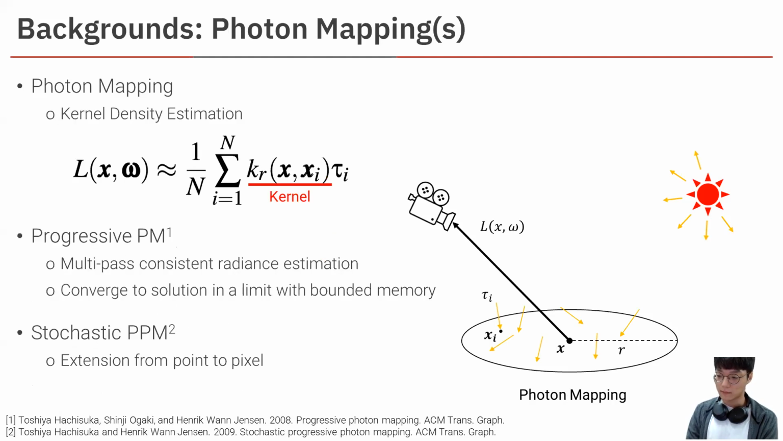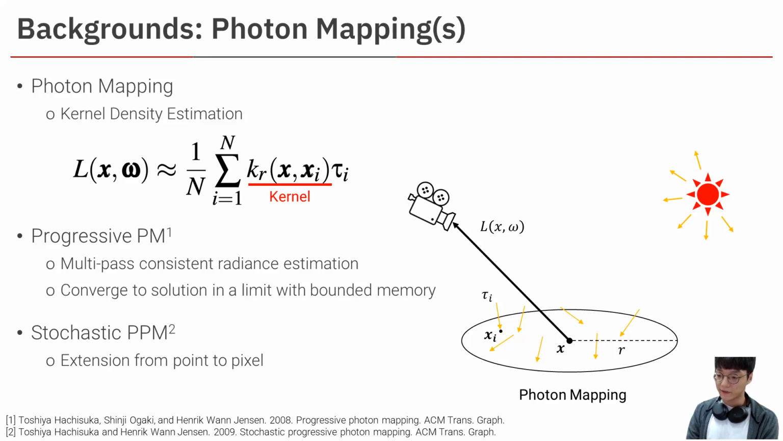Specifically, the photon mapping method collects photons at the hit point x, then estimates the outgoing radiance using a kernel with radius R. This is called kernel density estimation. In this way, it can achieve lower variance than path tracing because photons are shared across multiple pixels.